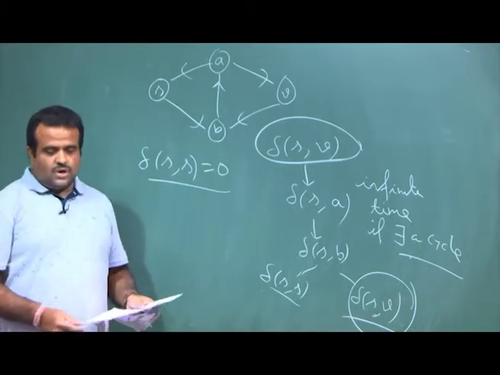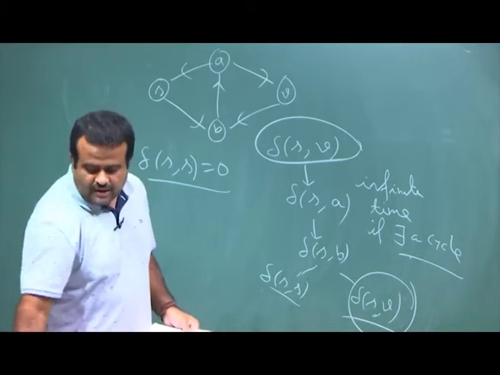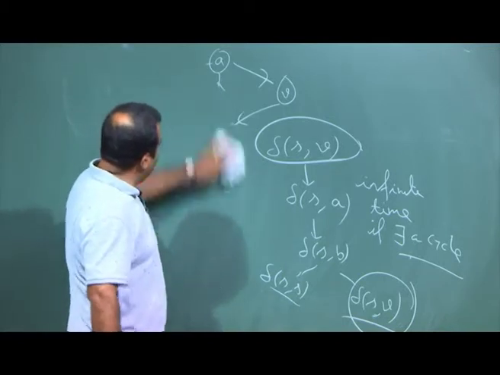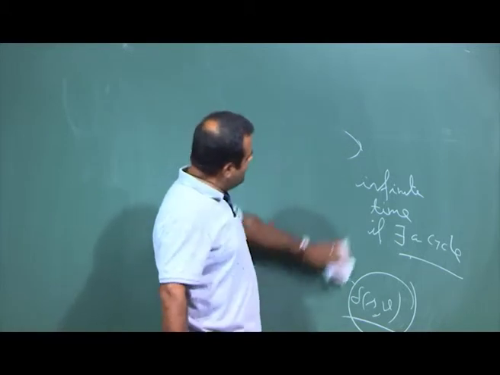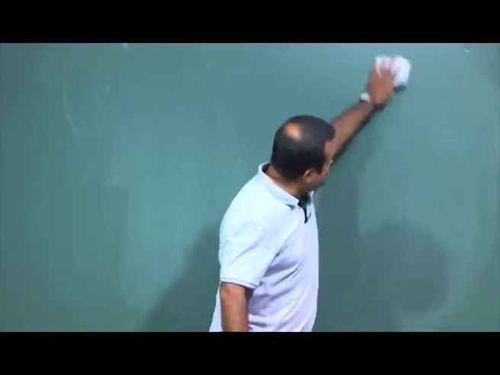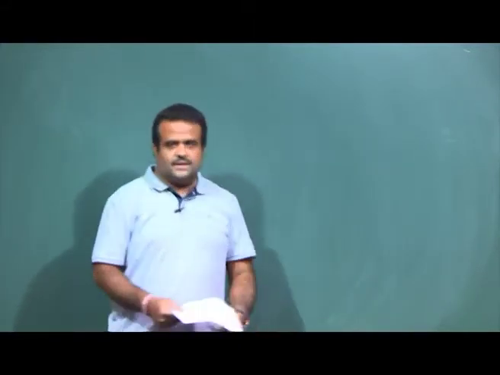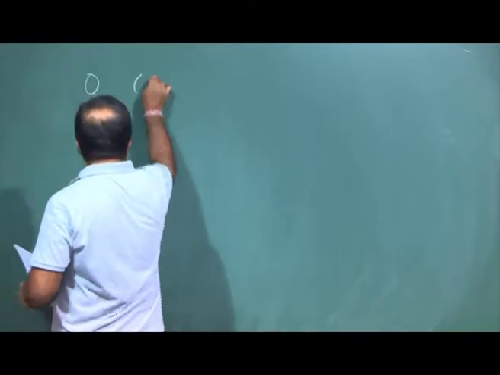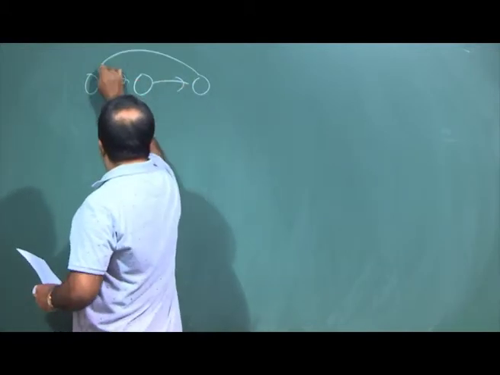So, how to overcome this problem? We know a technique. Suppose we have a graph with a cycle. How can we remove the cycle from the graph? Suppose we have a graph like this, and there is a cycle.